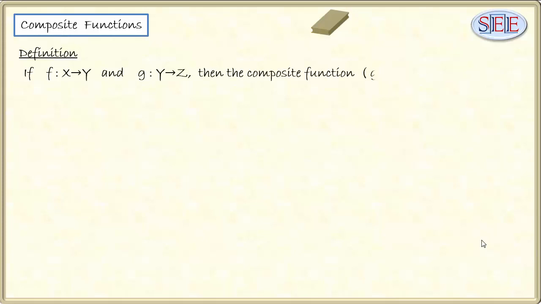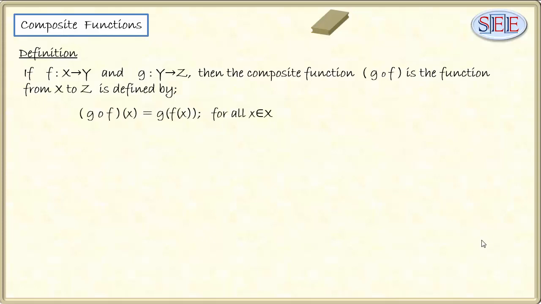Let us define what is a composite function. If f is a function from X into Y and another function g from Y into Z, then the composite function g of f is a function from X to Z, and this function is defined by (g∘f)(x) equals g of f of x, and this happens for all x in X.